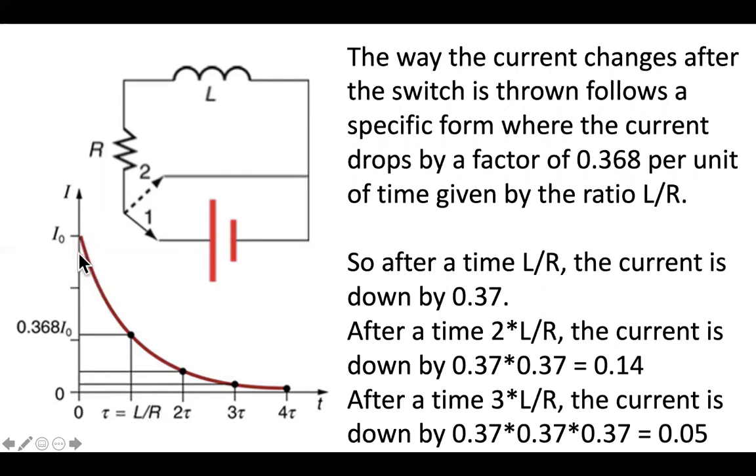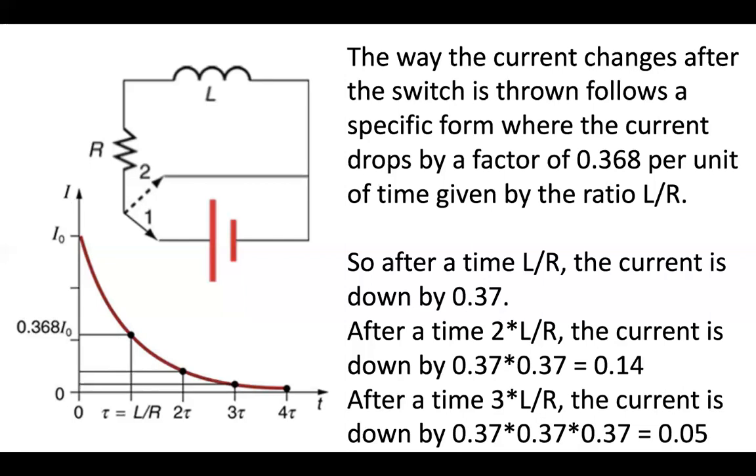Every one of those time periods, which could be 10 seconds, could be 1 millisecond, whatever it is, the current in this case will fall by a factor of 0.368. This is a very specific number. It's related to the constant known as e. So in one time unit of L over R, the signal drops from I naught, whatever the current was to start with, by a factor of 0.37.